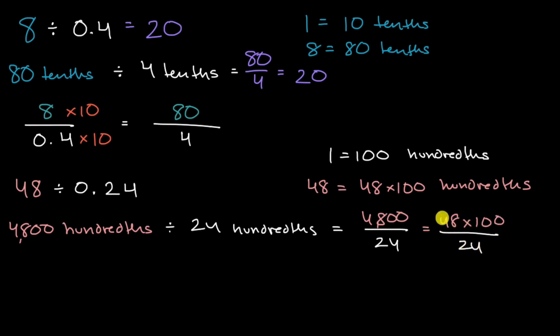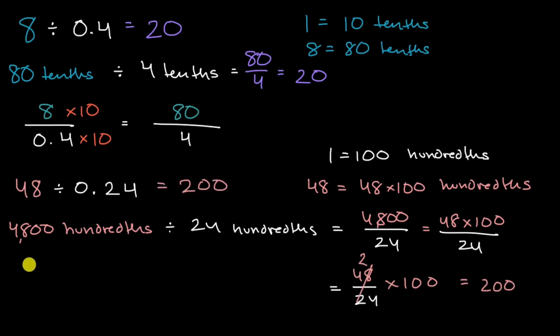And, of course, you could view this as the same thing as 48 over 24, and many of you might have already done it in your head, times 100. What's 48 divided by 24? Well, that is going to be equal to 2. So 2 times 100 is equal to 200. So this right over here is equal to 200.